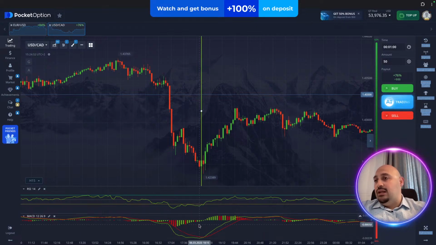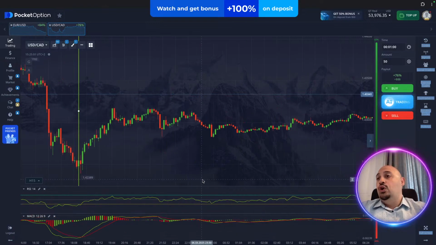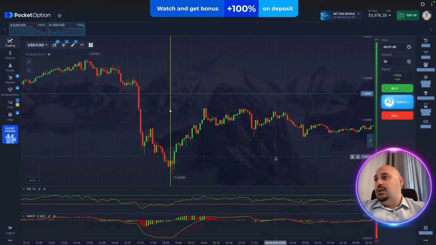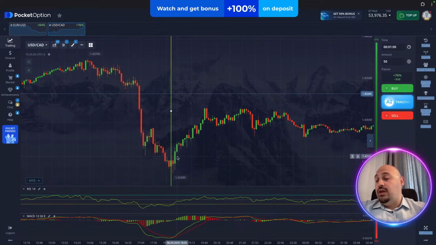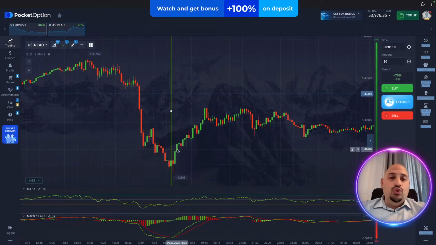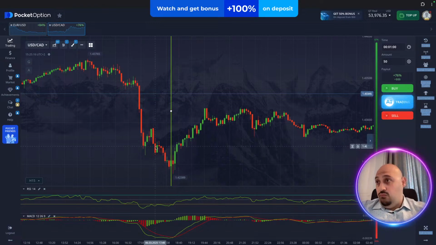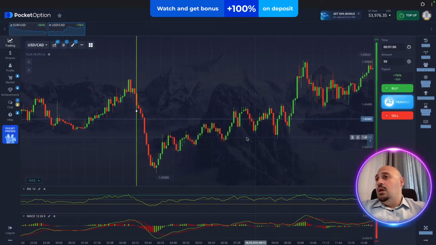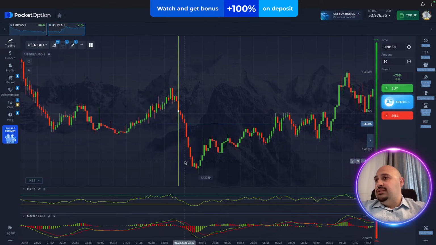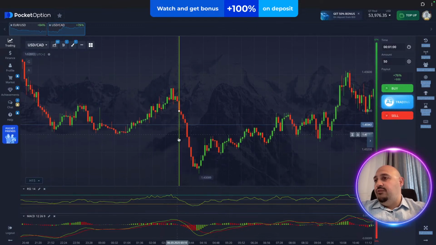What did the MACD tell us? First of all, the MACD is below the zero line, and we have a perfect crossover from the green line to the red line right over here. So if you had placed a buy position, and you had your expiry time at 5 minutes, you can clearly see that the next candle is green. So you would have made a profit right there. Let me go backwards, show you more examples. We have another perfect example right here.